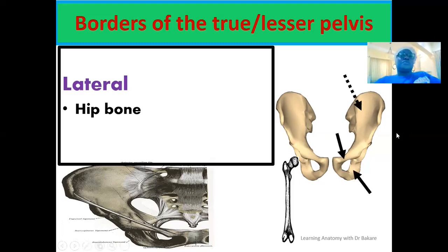It is good for us to know that the bulk of the lateral border of the true pelvis is formed mainly by the pubis and also the ischium. It is just a little that the ilium will contribute to the formation of the lateral wall of the true pelvis. The bulk of the ilium is seen to form the bulk of the greater pelvis above.